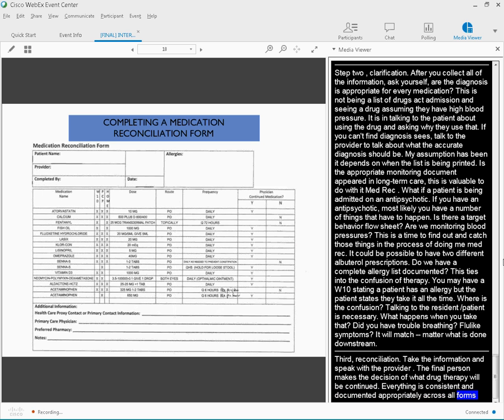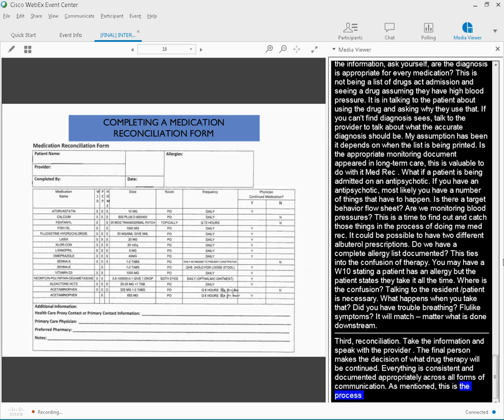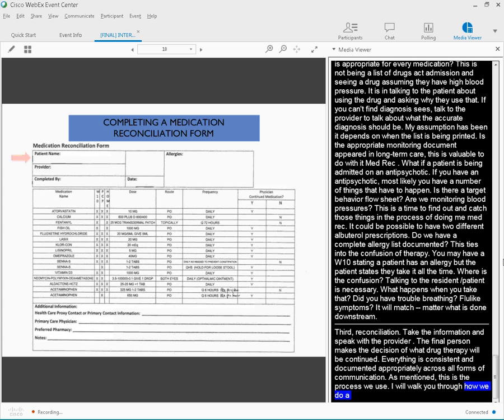So, as I mentioned earlier, I'm going to deviate from the interactive because this is the process that we used in our building. And so I'm just going to walk you through how we do a MedRec. This is what our form looks like. It's pretty streamlined. It's all single page. It's a PDF writable file, so it makes it nice.